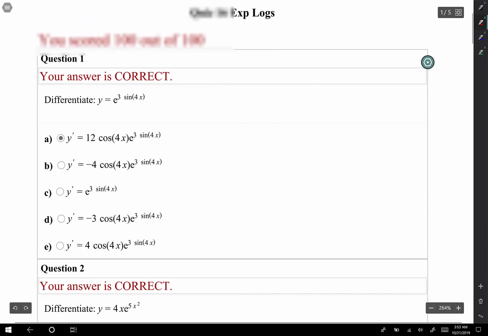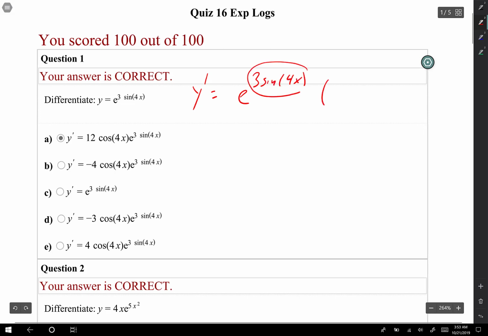First one, guys, it says find the derivative, differentiate. So let's take the derivative. Y prime equals itself, so e to the 3 sine 4x, times the derivative of this guy. The derivative of that is 3 cosine 4x times 4. So 3 times 4 is 12. So y prime is 12 cosine of 4x e to the 3 sine 4x. And there it is.